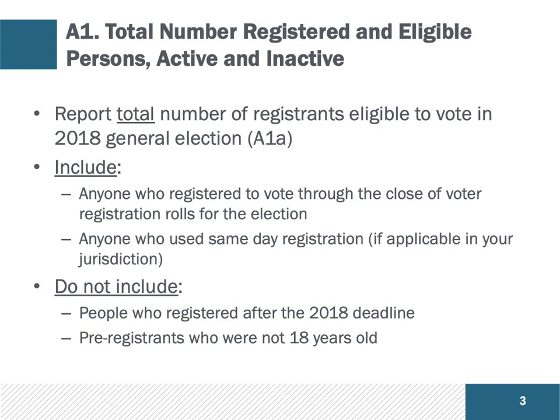Question A1 asks how many people in your jurisdiction were registered and eligible to vote in the November 2018 election. This count should include anyone who registered before your jurisdiction's deadline and anyone who used same-day voter registration. However, you should not include anyone whose registration was received after the deadline or anyone who pre-registered to vote but was not 18 years old by the time of the election.